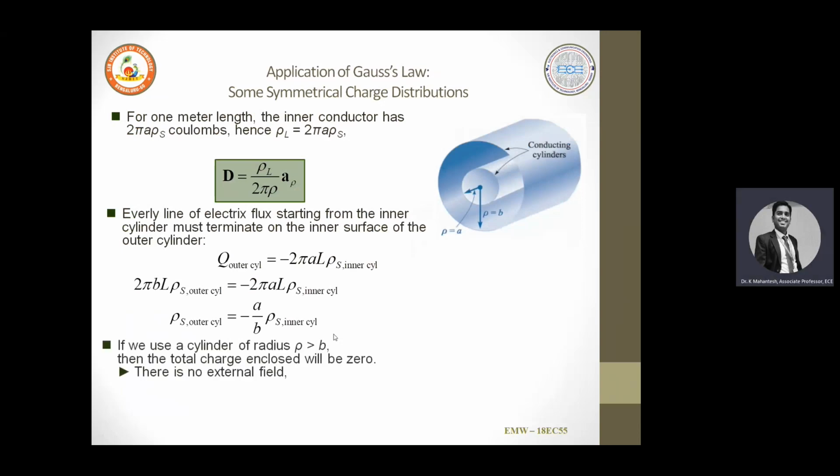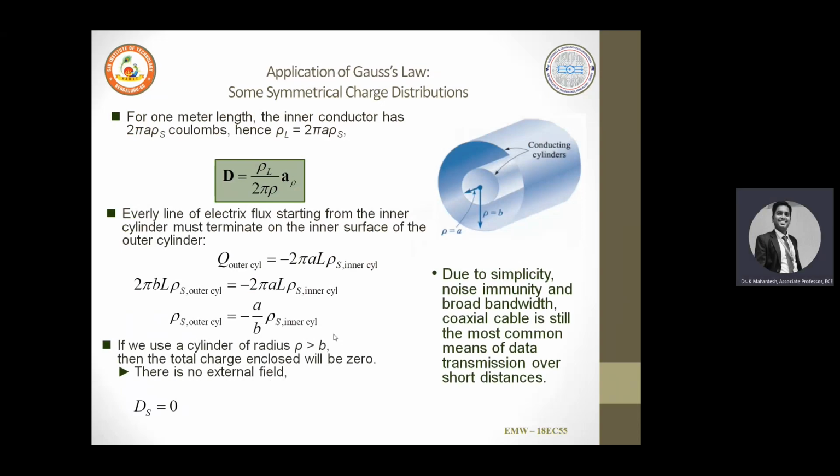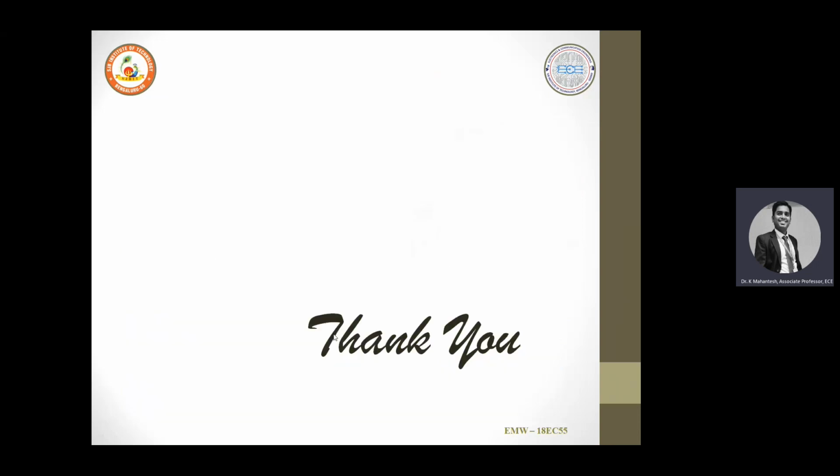If we use a cylinder of radius rho greater than b, then the total charge enclosed will be 0. So there is no electric field, and D is equal to 0. Due to simplicity, noise immunity and broad bandwidth, coaxial cable is still the most common means of data transmission over short distances.